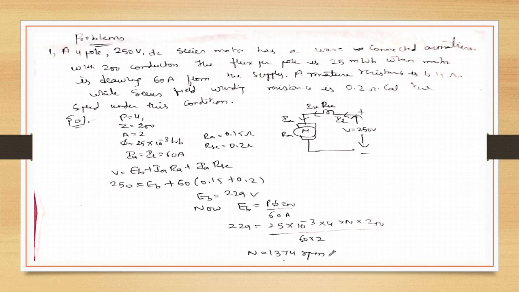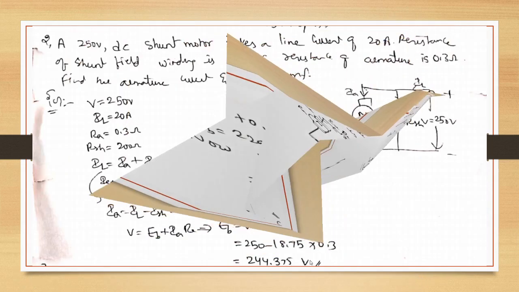V is equal to EB plus IA RA plus IA RSC. So substitute all the values, and we will get the value of EB. EB is the unknown value here, which we calculate by substituting all the given data. Now we know another equation for EB is PφZN by 60A. So substituting all the values, we will get the value of speed as 1374 RPM.